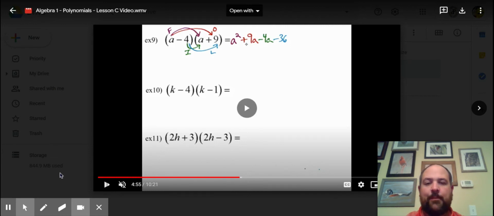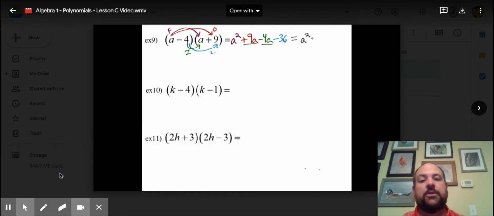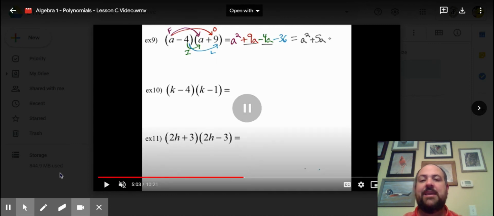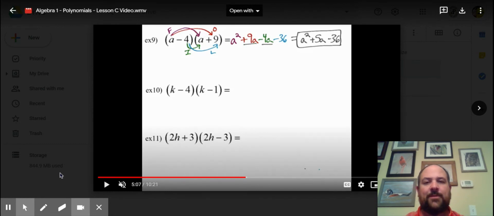In this case, when I combine my like terms, I have a positive 9a and a negative 4a. So I want to be careful when I combine those. I'm still going to have a squared as my first term, but then it's going to become plus 5a because we do 9 minus 4, and then we have the minus 36. So a squared plus 5a minus 36 is our final answer. Go ahead right now, try number 10, try number 11, and again, be careful with your signs and pay close attention to those because they're going to affect the final terms in your answer. So hit pause, try 10 and 11.